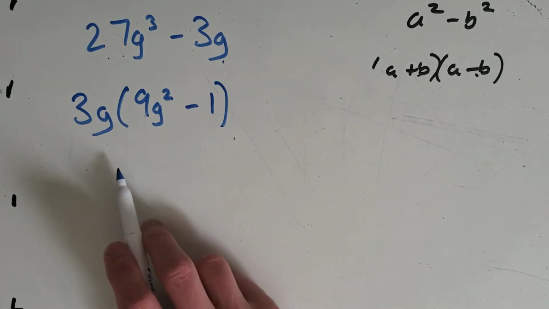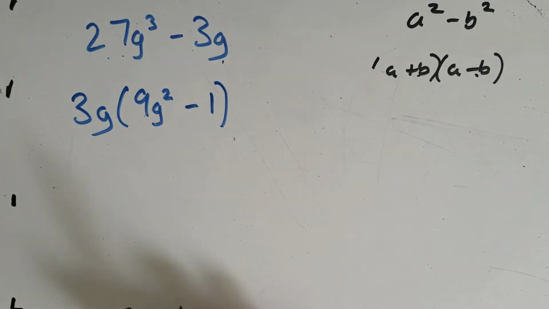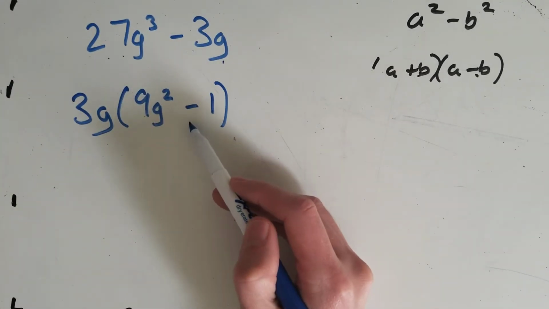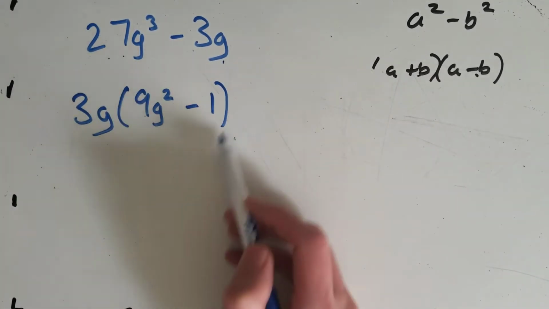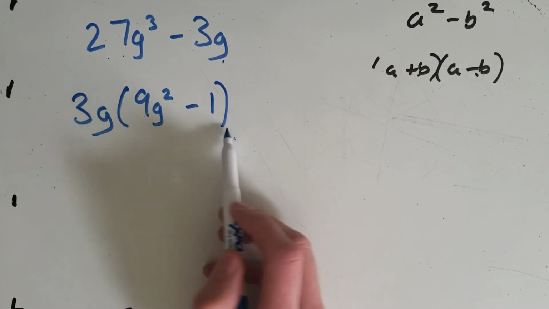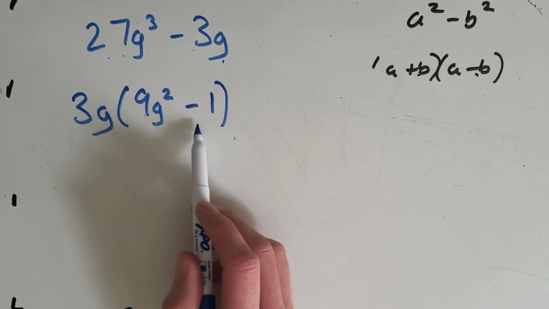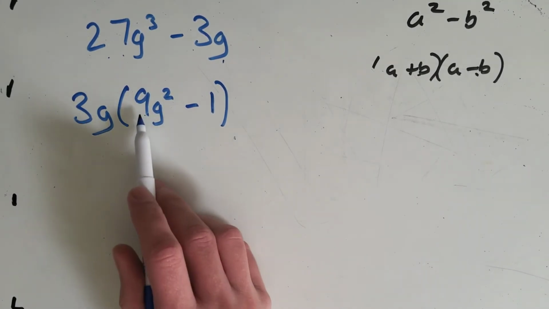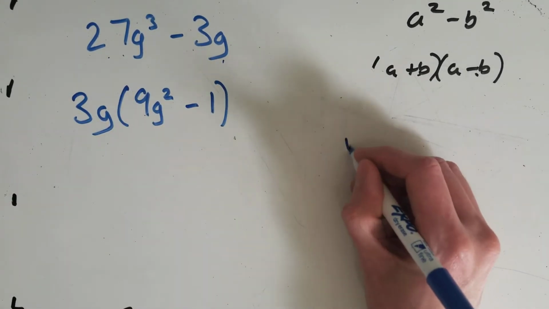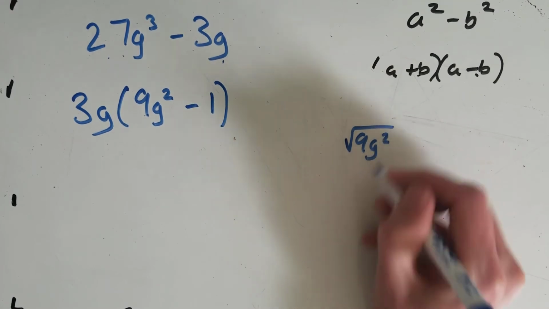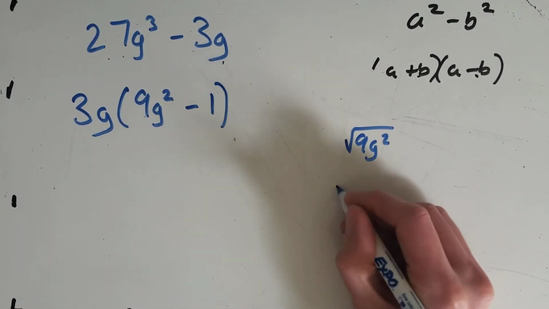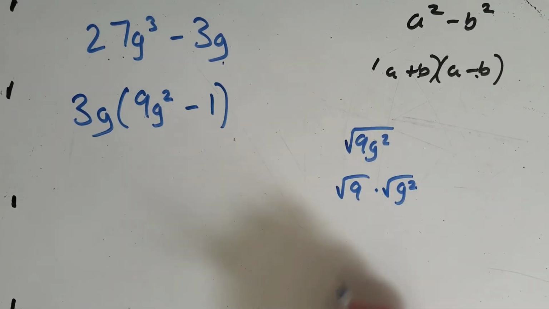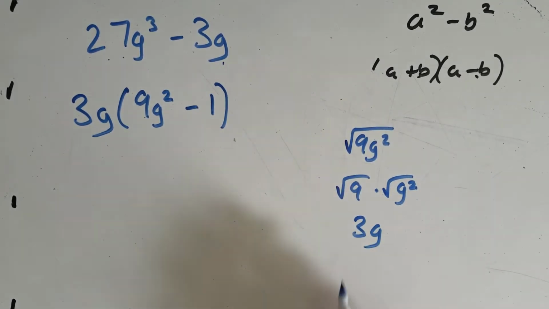So we've taken a GCF out. Now here's where a lot of people just kind of stop and they think they're done. But after you factored one step, you possibly could factor further. And here we want to examine this binomial. We have two terms, and we're subtracting, so it could be a difference of squares. Let's check. Is 9g squared a perfect square? Well, can you take the square root of it? Square root of 9g squared would be the square root of 9 times the square root of g squared. So that would be 3g.